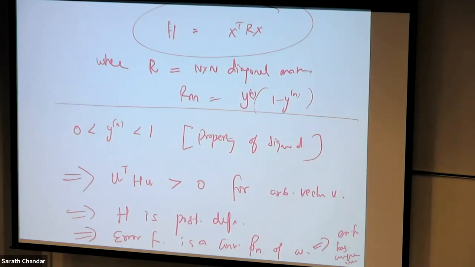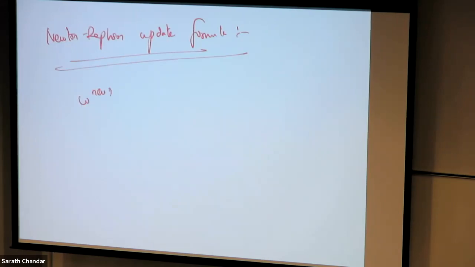Is that clear? Now we have only computed the Hessian. We haven't computed the update rule for Newton Raphson. So the Newton Raphson update formula: W new is equal to W old minus the Hessian. My Hessian is given by X transpose R X inverse multiplied by the gradient, which is given by X transpose Y minus T.